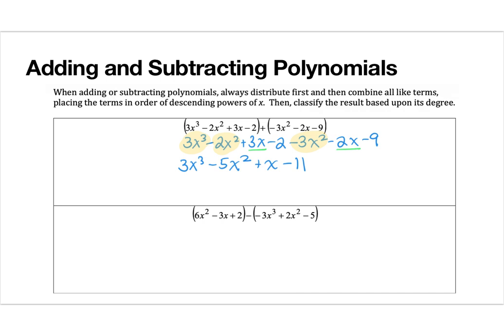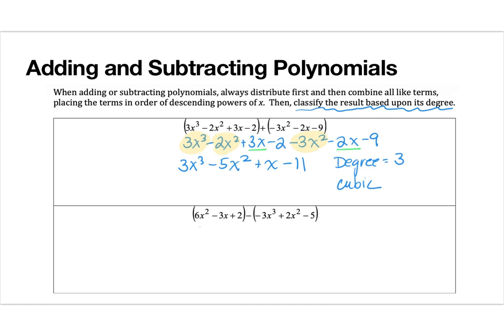Decreasing order of powers. Now notice my instructions also ask that I classify it by degree. My degree here is 3, and therefore it is a cubic. Now, when I'm subtracting, it changes things a bit. The only thing that changes is that this negative needs to get distributed to the inside before I start adding.